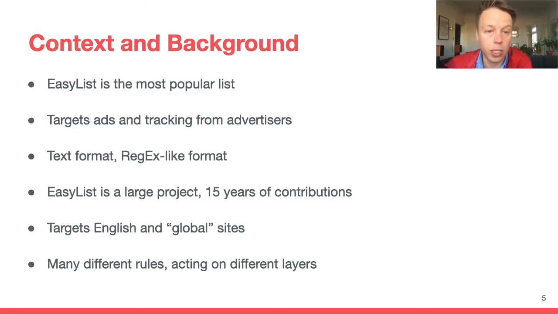EasyList is a very large project. It's been around for 15 years and comprises many tens of thousands of rules. EasyList is predominantly an English site, and so it targets the global web. I say global in quotation marks because really what it means is the English web. There are language-specific variants of EasyList that target different linguistic areas of the web. And then last, EasyList is made up of many different types of rules that all target different types of resources at different levels of the web stack, and I'll go into more detail about that in a bit.